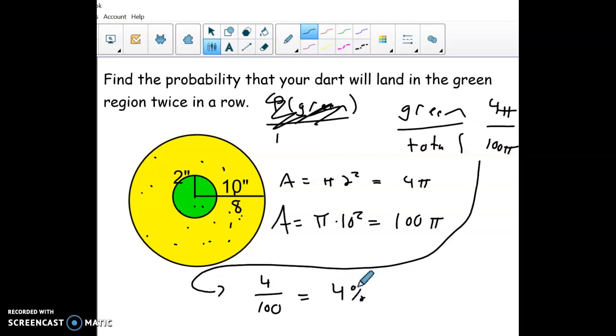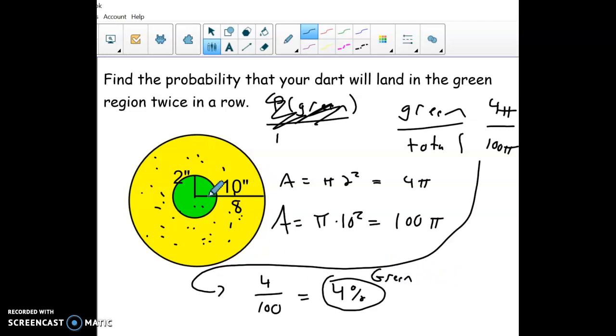Percent just means out of 100. So we basically have a 4% chance of randomly hitting the green. Okay, and kind of interestingly here, sometimes you have to do the yellow part of this, and once we have this, it's actually kind of intuitive. What would be an easy way? If it's landing in the circle and there's a 4% chance it hits the green, what would be the yellow?